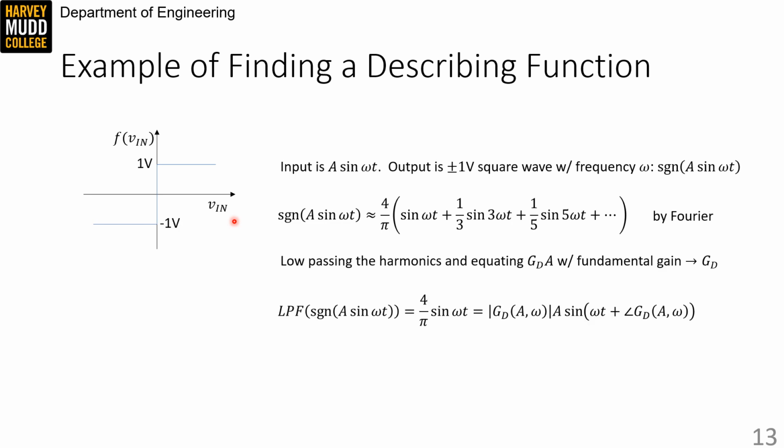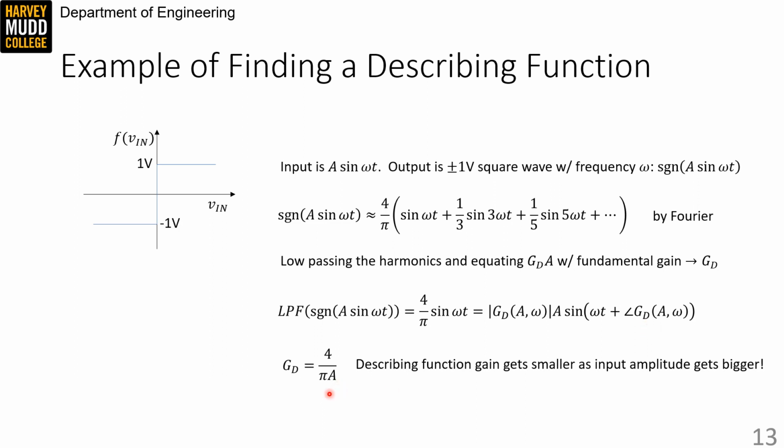When we low pass that expression, we find that only the fundamental term, 4 pi sine omega t, gets through. And we know from the analysis on the previous slide that the coefficient of this fundamental term has to be equal to the describing function magnitude times A. There's no phase shift on our fundamental, which mercifully means that the angle of our describing function is just going to be 0, and that simplifies our analysis.